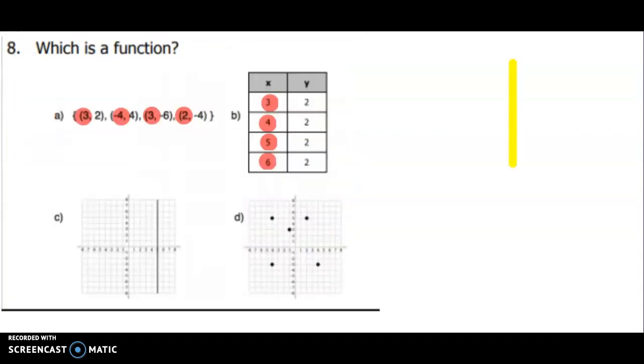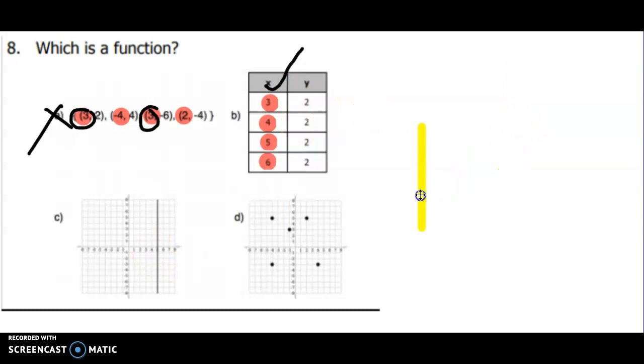Number 8, which is a function? Again, functions cannot have repeating x values. So let's see, our x values here are 3, -4, 3. Uh-oh. This has a repeating x value of 3. So that can't be a function. All right, let's see. We got 3, 4, 5, and 6. Oh, this looks good. I have no repeating x value, so this could be a function, but let's just keep checking.